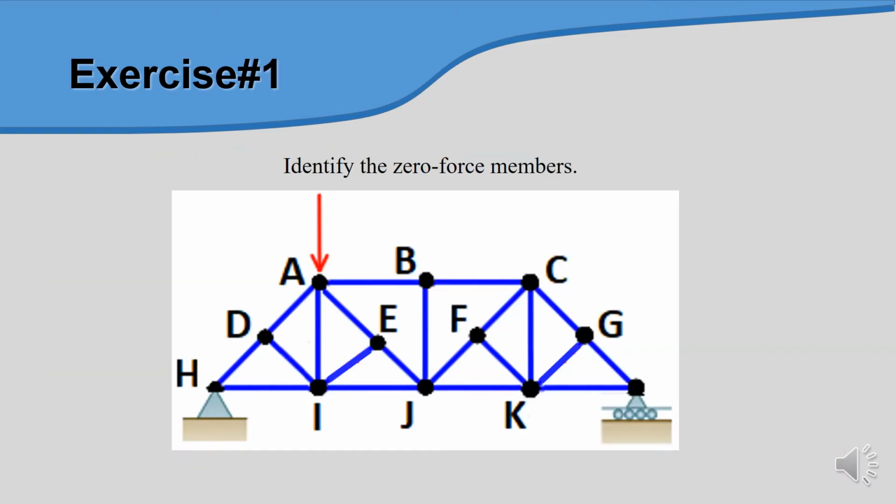So let's consider exercise 1, identify the zero force members. We have many members, and we have many joints attached together, and we have an external force acting on joint A.